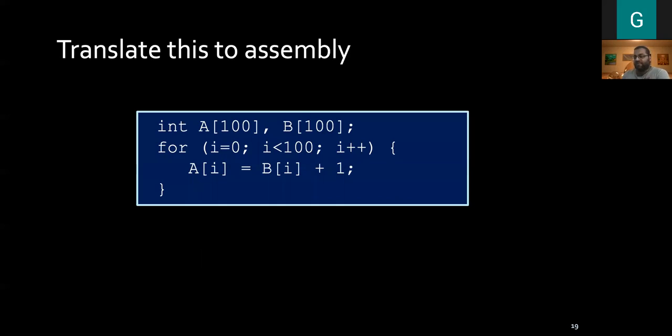So let's take this piece of code that I've been hinting at this whole time. We basically have two arrays here. Let's assume that they're somehow initialized to some values. What we're going to do is loop over both of the arrays and set the ith index of A equal to the ith index of B plus 1. Okay, so how do we write this in assembly?